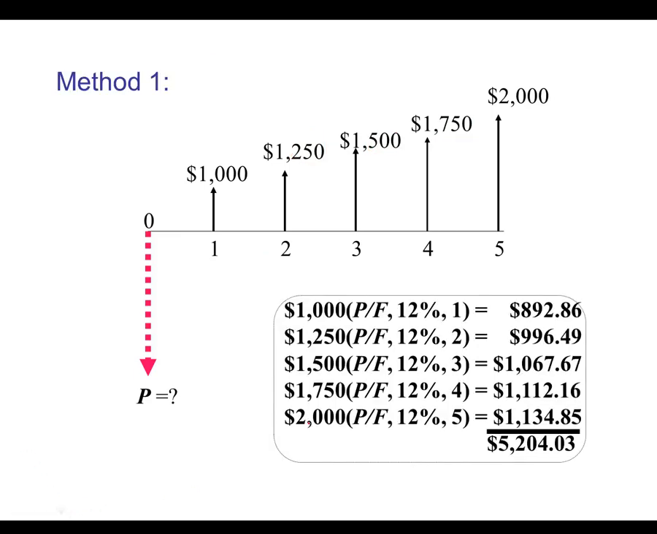If I would like to see how it's been done, I brought the 1000 as a future value to year 0, which is the present, and this will be the principal, or P1. Now this one is P2, this is P3, P4, and P5. Adding them together gives us the total present worth value, and that will be $5,204.03. And this is the first method.